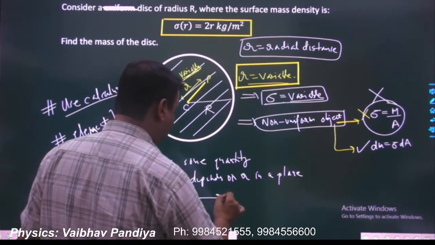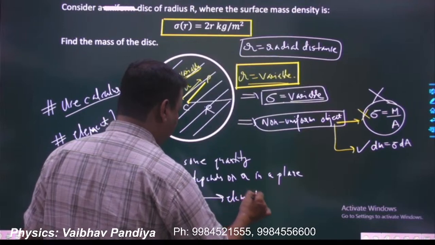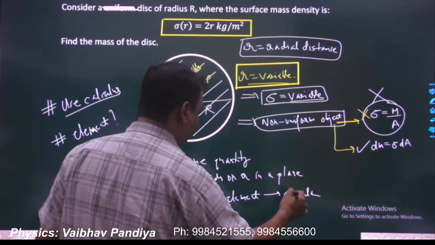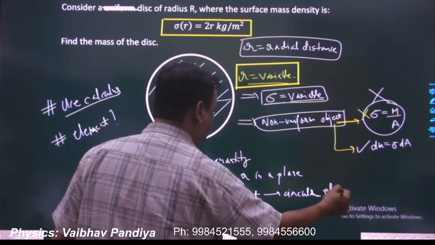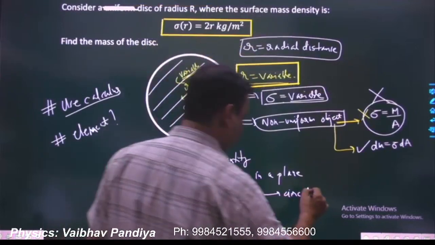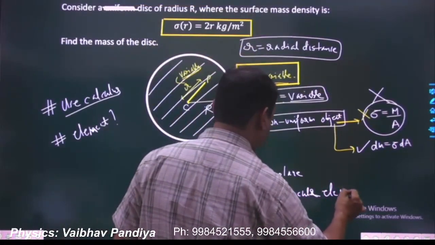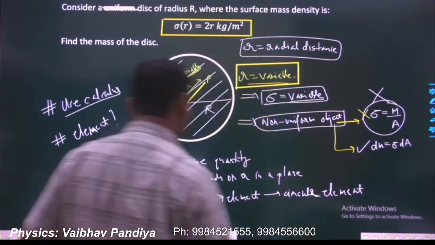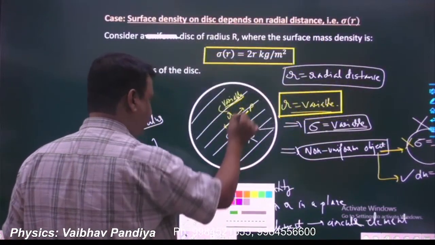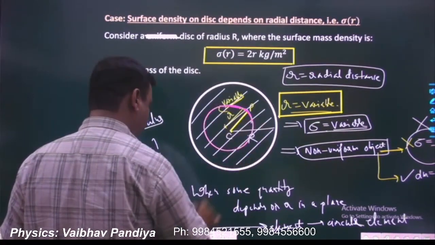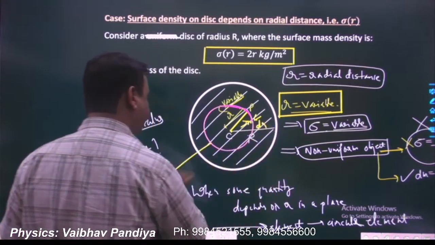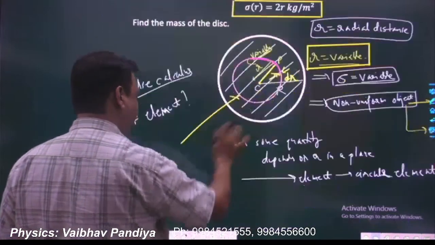then you can take the element as a circular element. Okay, circular element. And already we have seen all the skills of how we take the circular element. Okay, so we will take a circular element. So I'm taking this as a circular element of radius r and thickness dr. So this I'm taking as a circular element.